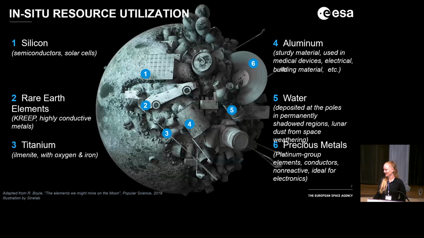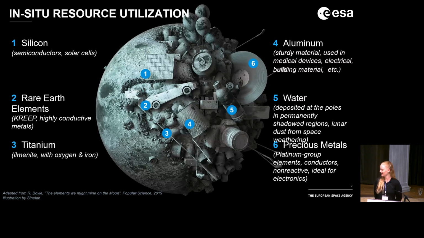So here is a brief overview of the resources we might be interested in on the Moon for in situ resource utilization. In no particular order, one material we might be interested in is silicon, which can be used for semiconductors or solar cells. There's also the rare earth elements, highly conductive metals. Of course, there's titanium as well, which can be found in ilmenite, also with oxygen and iron. And we have aluminum, which is used for almost everything, a sturdy material used in medical devices, electrical components, and building material, etc.